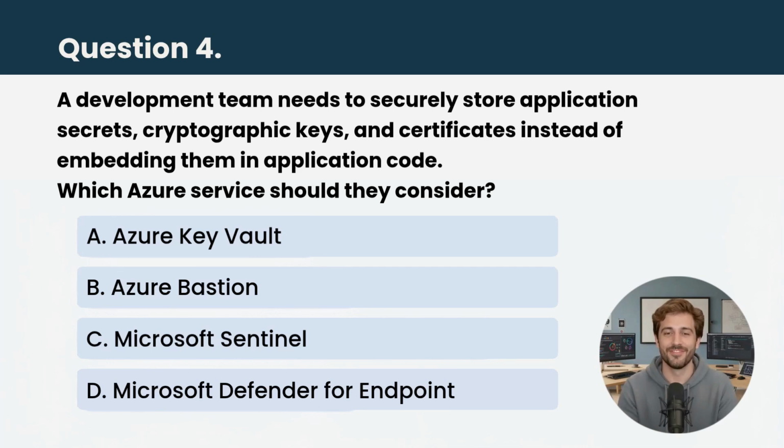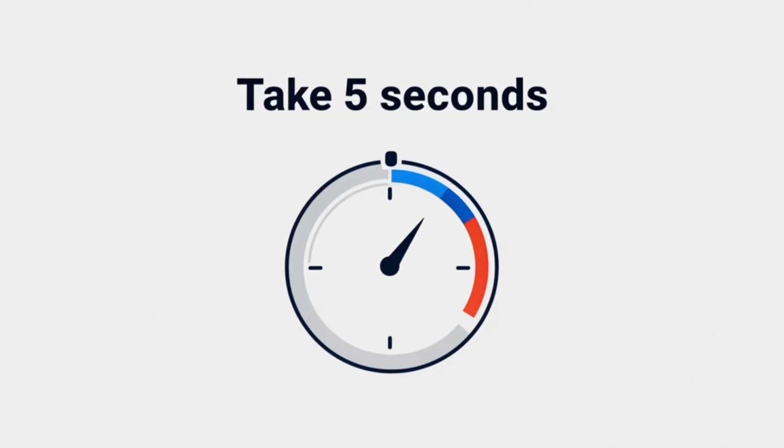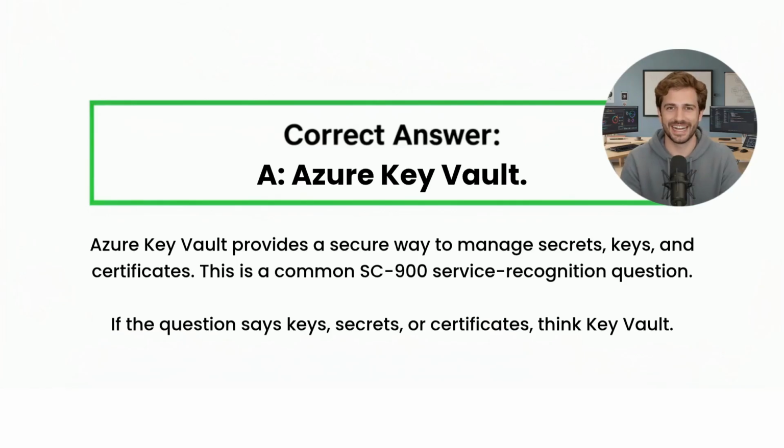Question 4. A development team needs to securely store application secrets, cryptographic keys, and certificates instead of embedding them in application code. Which Azure service should they consider? A. Azure Key Vault. B. Azure Bastion. C. Microsoft Sentinel. D. Microsoft Defender for Endpoint. Take 5 seconds before answering. The correct answer is A. Azure Key Vault. Explanation. Azure Key Vault provides a secure way to manage secrets, keys, and certificates. This is a common SC-900 service recognition question.